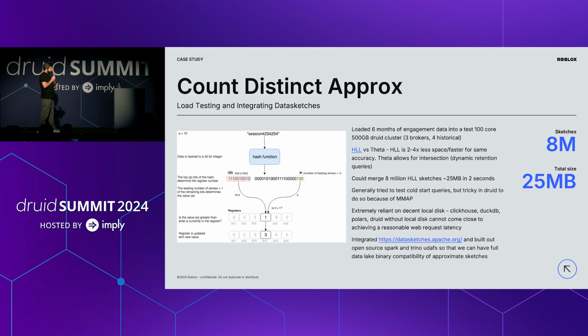Generally, for most of our queries, we use HLL. It's more performant. It had what we needed. Theta does allow for intersection, which I'll come back to later, and offers some other functionalities. We found that we could merge 8 million HLL sketches. These are kind of like individual aggregates, and comprised roughly 25 megabytes in just 2 seconds. As a result, we felt like this system, that was really the load test we wanted to prove. We were able to do it in 2 seconds. We knew that this large MAU query was going to be possible, and we could keep going from there.